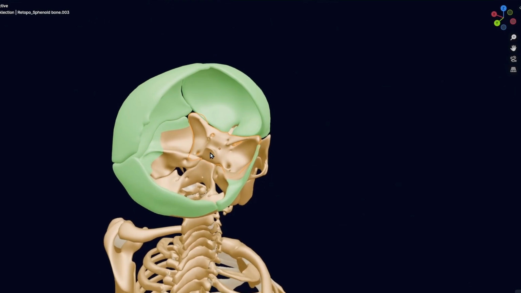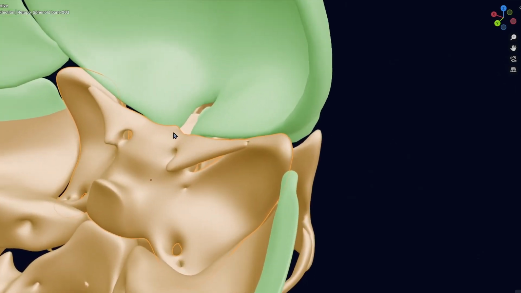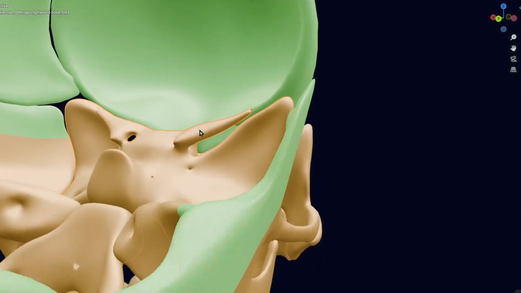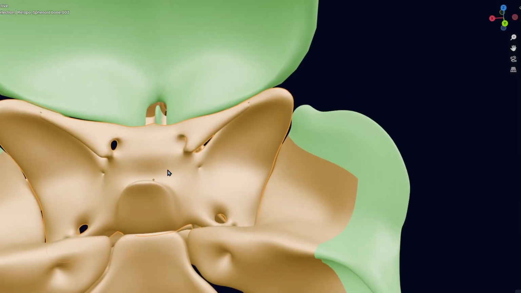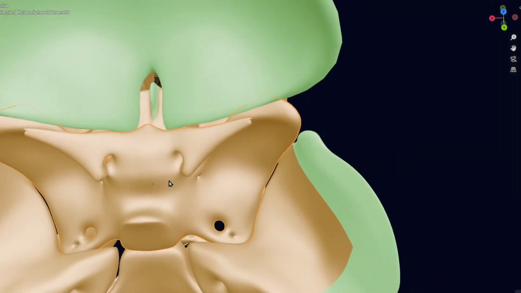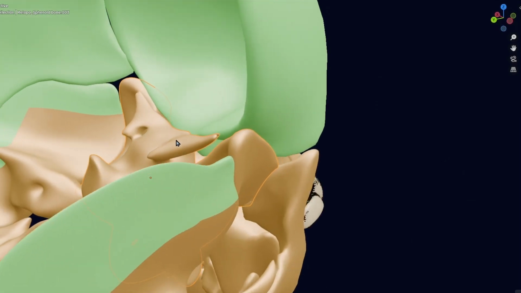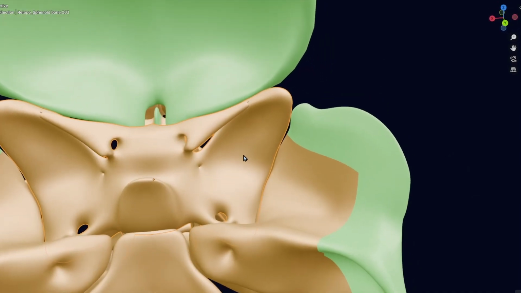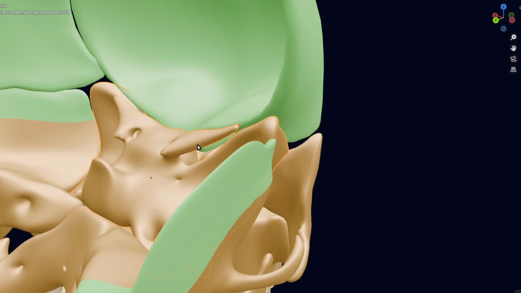This is which bone? This is the sphenoid bone. The sphenoid bone, you see, is relatively intricate in shape. It is very rough and irregularly shaped. It is not plate-like. So most of this sphenoid bone develops with the process of endochondral ossification.